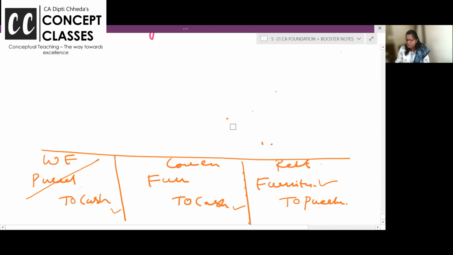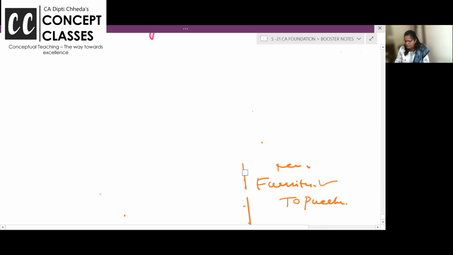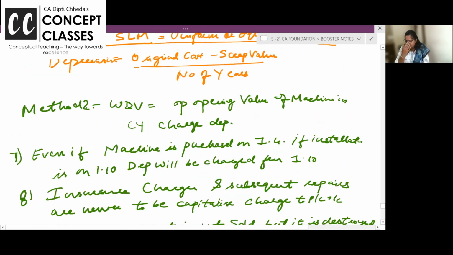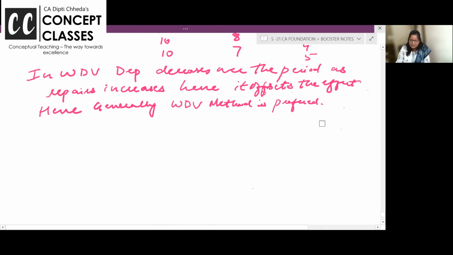Now let us write all the other methods in the booster note so that as we go to the sum of the digits method, the next method, it should be very clear to all of you. Let's do it together. How many methods are over in your booster notebook? Are you writing the booster note separately? The feedback always coming to me after the results are out is, ma'am, your booster notes are helpful for one day before the exam. So how many methods have we written here? SLM and WDV. And now we will write the third method.